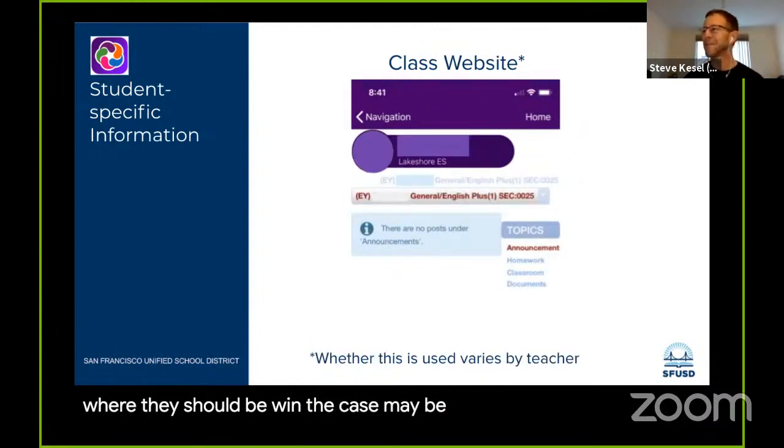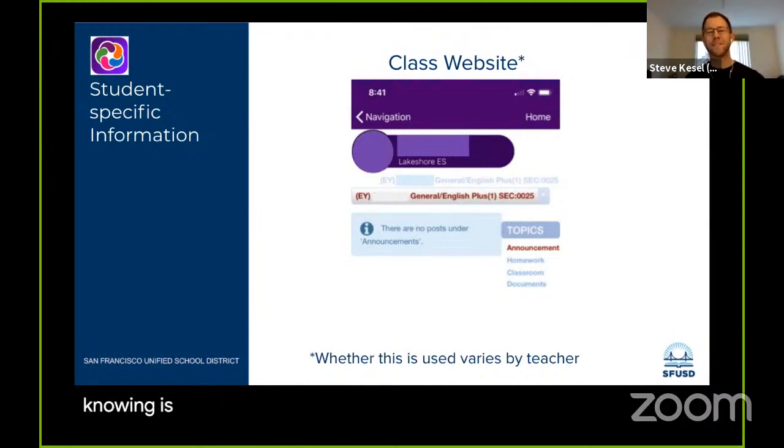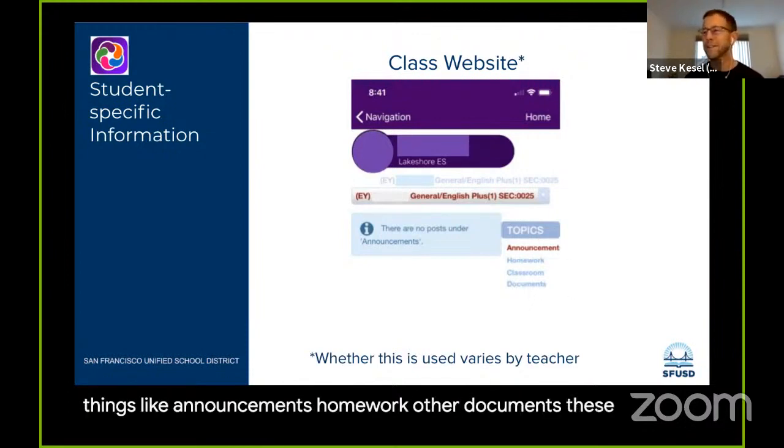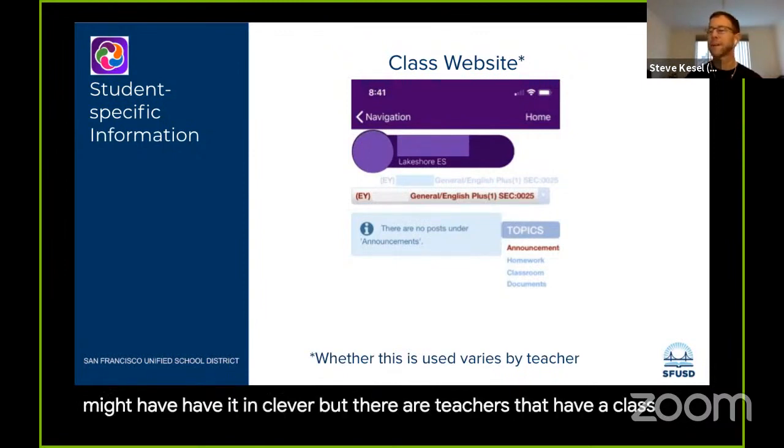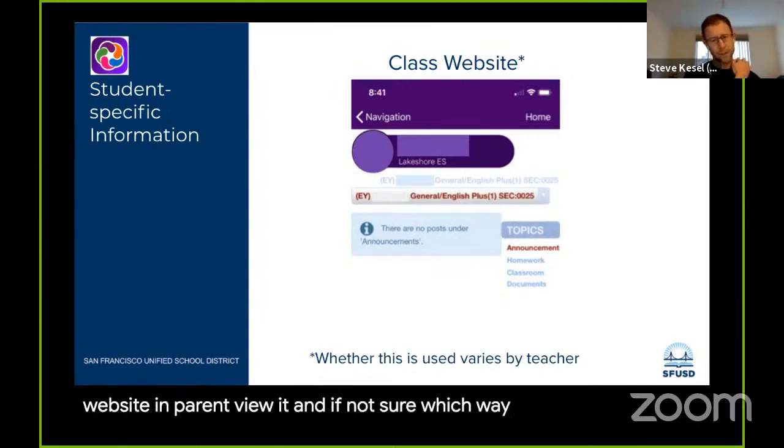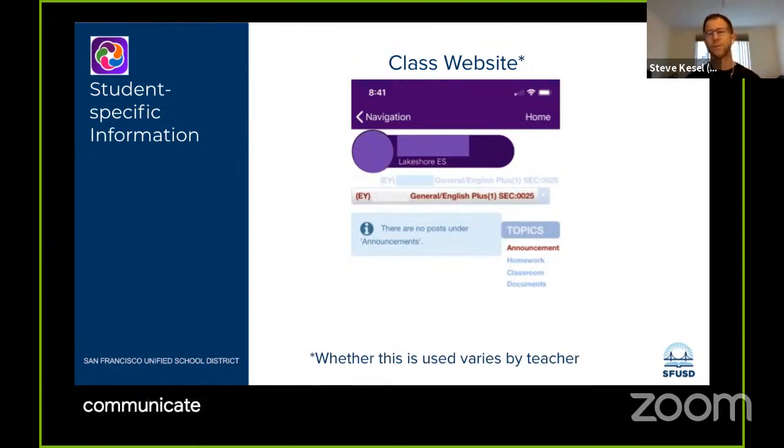So other things worth knowing is there are teachers that maintain a class website. They put things like announcements, homework, other documents. These are all things that a teacher could choose to post in ParentVUE. Other teachers post those things in other places. They might do it in Seesaw, or they might have it in Clever, but there are teachers that have a class website in ParentVUE. And if you're not sure which way your teacher likes to communicate to students, you can email them.